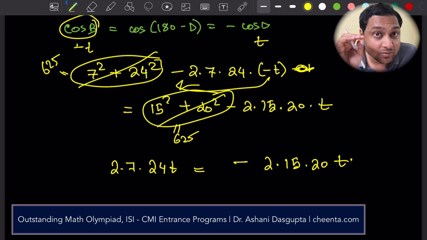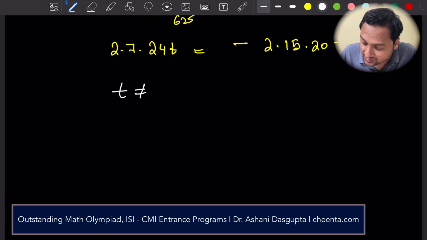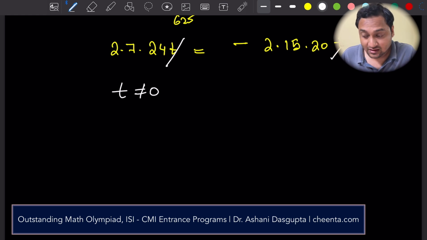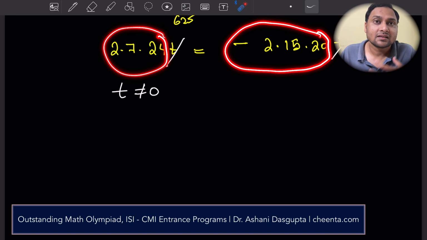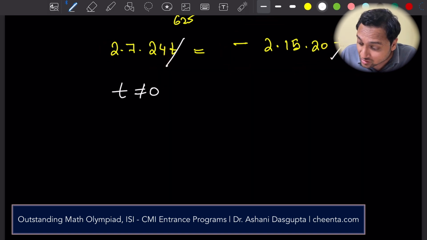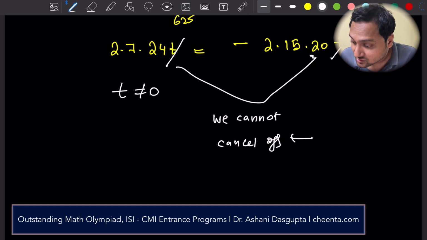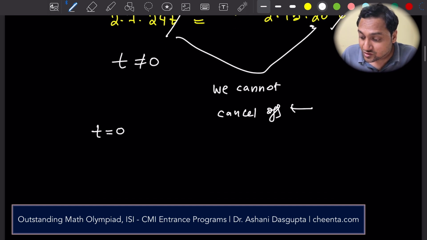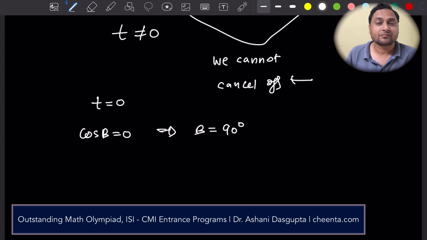Herein comes the conceptual part. If t is not equal to 0, then we can cancel off t. But then, if we cancel off t, we get something positive equal to something negative. How can something positive be equal to something negative? It can't be, right? So we cannot cancel off t, because then we get a contradiction. So t must be equal to 0, which means cosine B must be equal to 0, or B must be equal to 90 degrees. That's it.